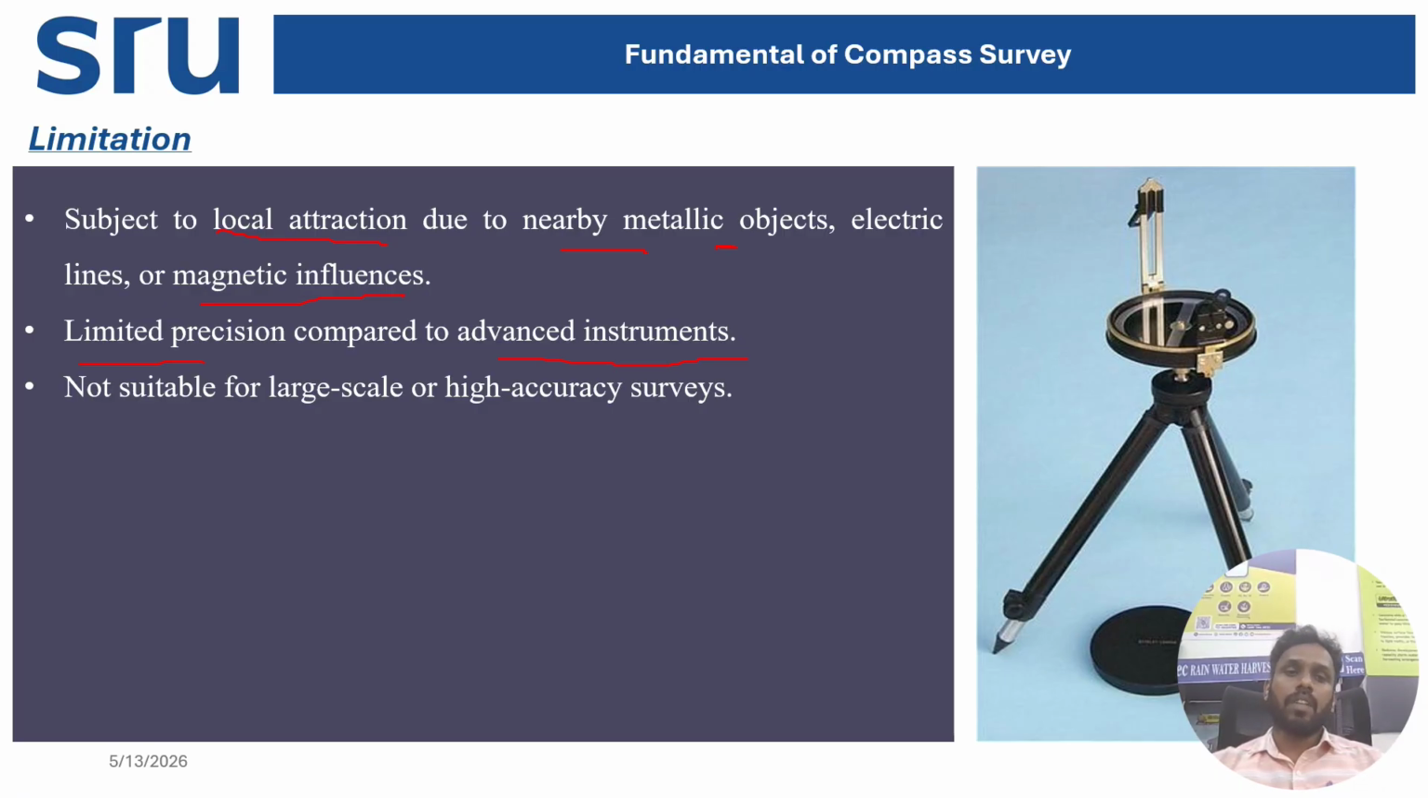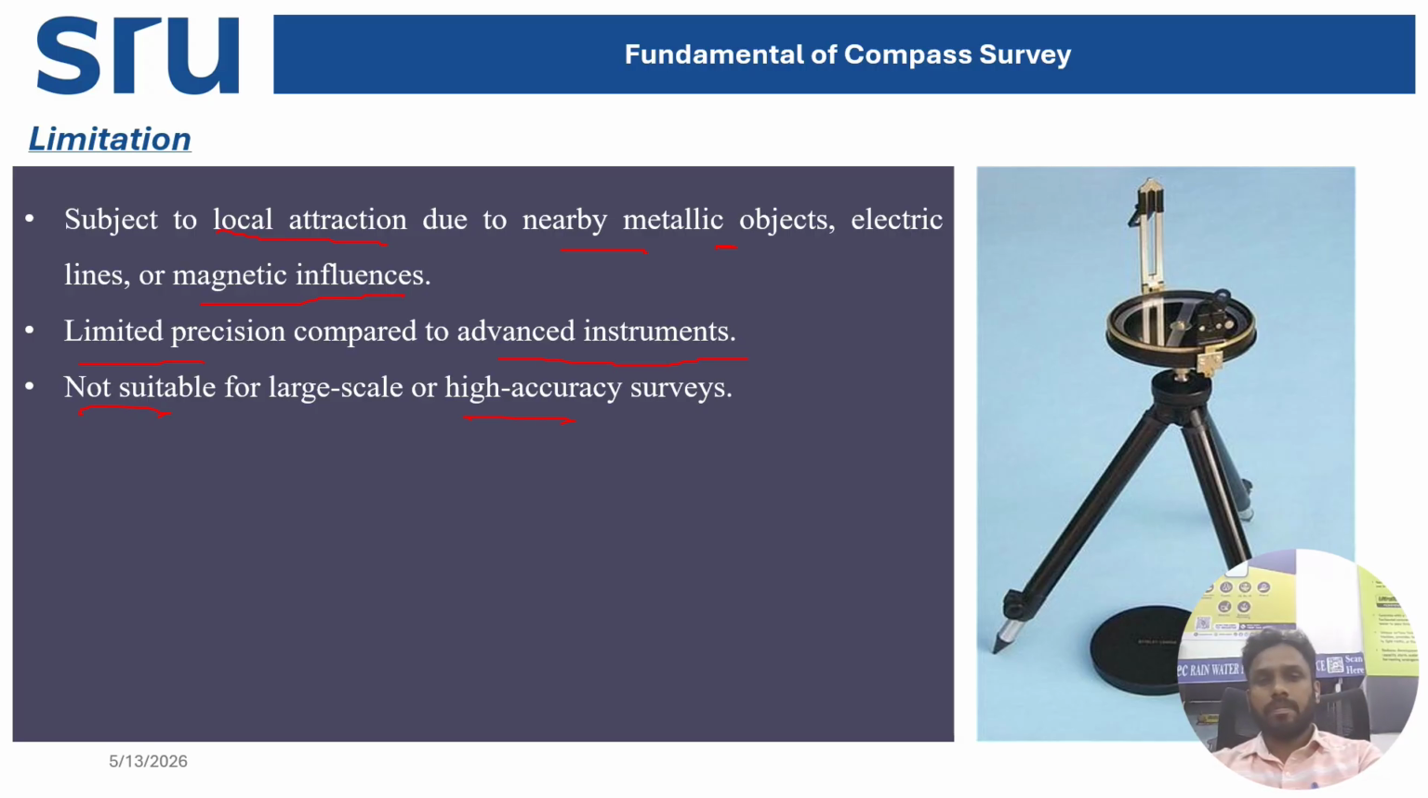And when you are using this compass for a large or highly accurate survey, it is not suitable. As I said, every reading should be done manually. If there is human error, which commonly occurs, this will lead to a less accurate survey. And when you are dealing with a very huge area, a lot of measurements should be noted. In that condition, this has a limitation. So it is not suitable for a large area with high accuracy.